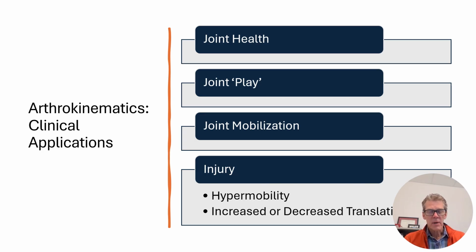And then thinking about arthrokinematics in terms of injury, hypermobility means there's really excessive joint motion that shouldn't be happening, and we can think about that conceptually as an increase in arthrokinematics or increase in joint translations, glides, too much glide, too much slide, or hypomobility means there's not enough, right? So there's some injury ramifications for arthrokinematics as well.